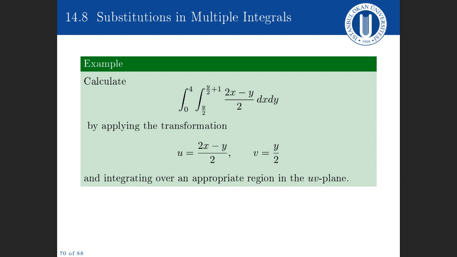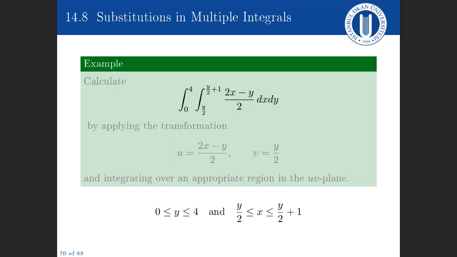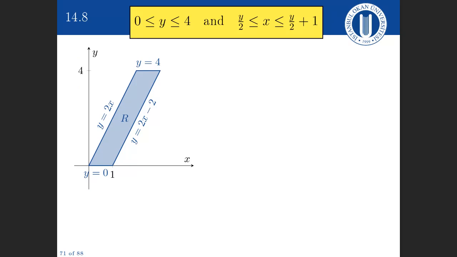So there's two things we need to do before we can start. We need to work out this new region of integration. That's step 1. And then step 2, we need to calculate the Jacobian of this coordinate transformation. First, I want to talk about the region of integration. What are we starting with? We're starting with y between 0 and 4, and x between y over 2 and y over 2 plus 1. And what does that look like? That looks like this.